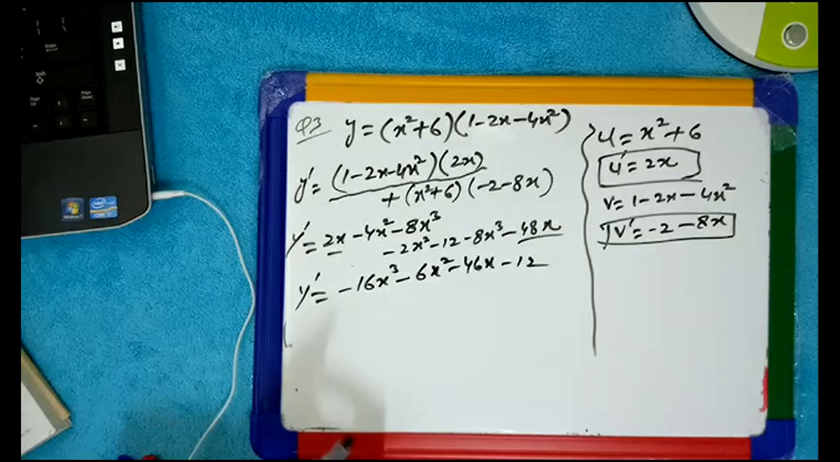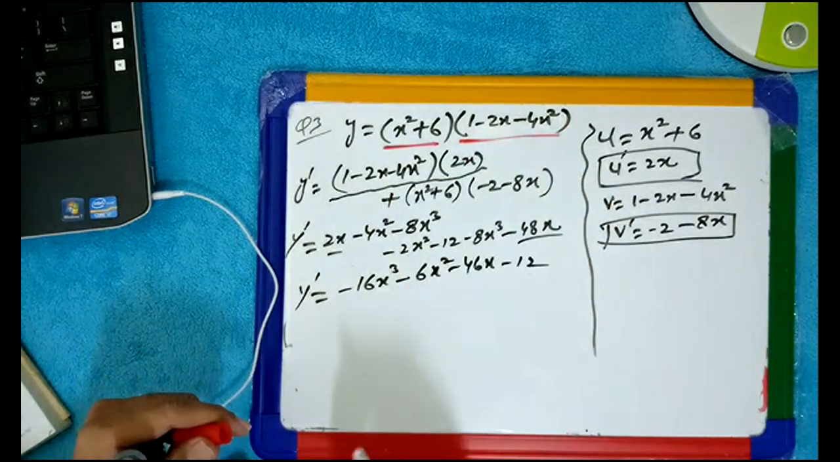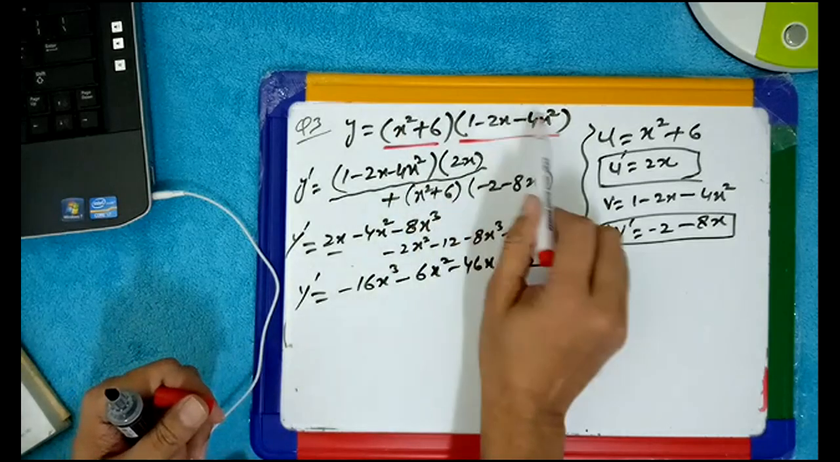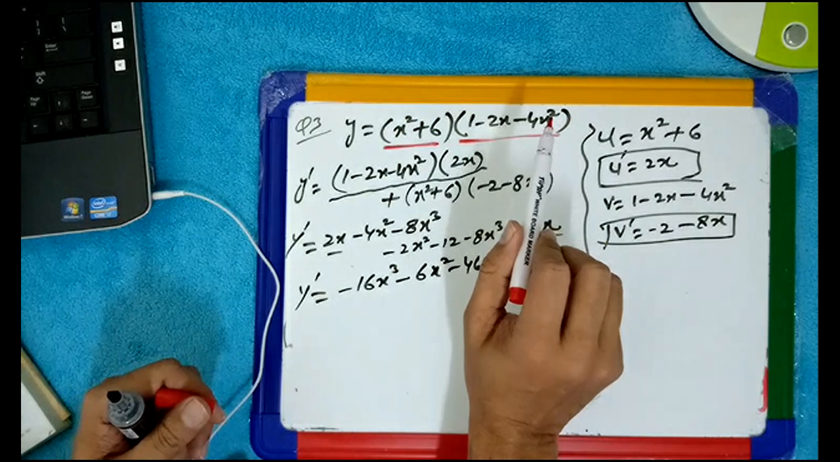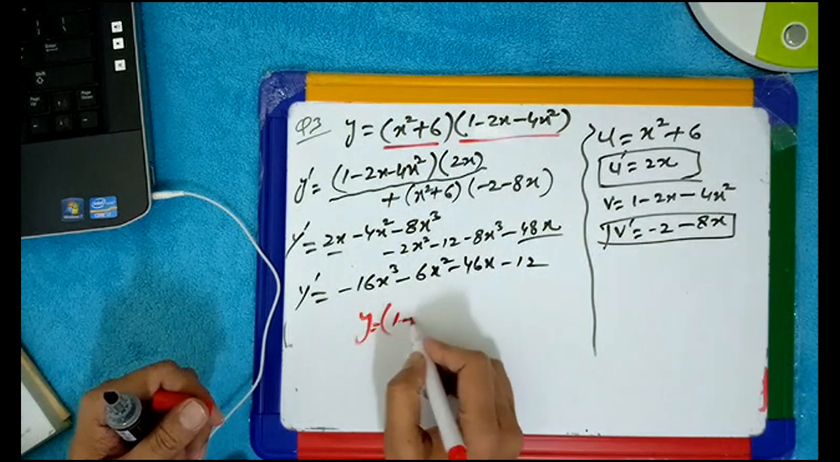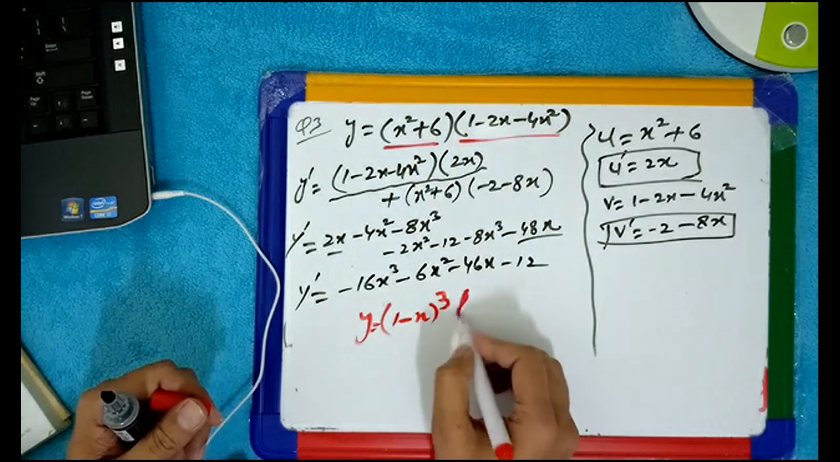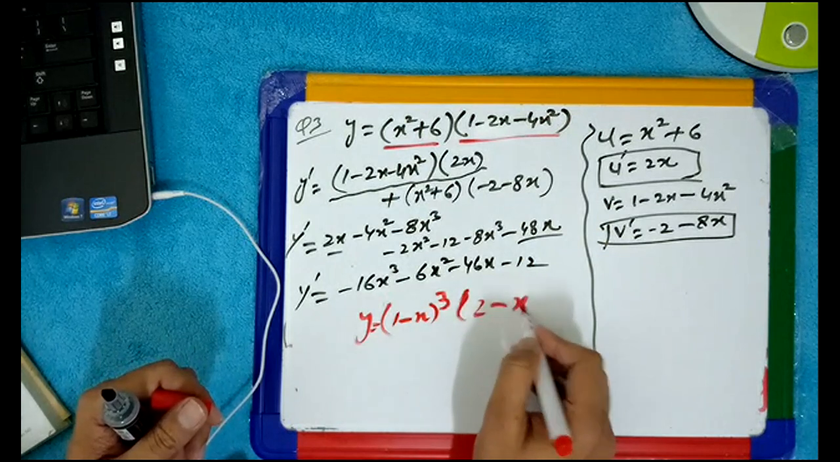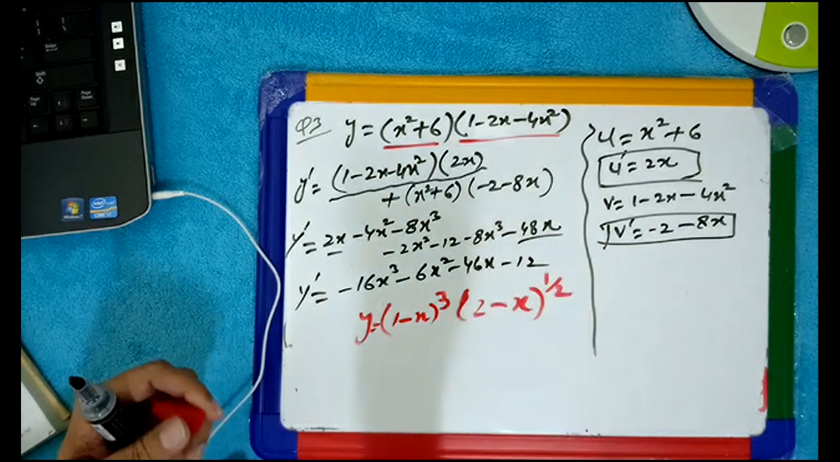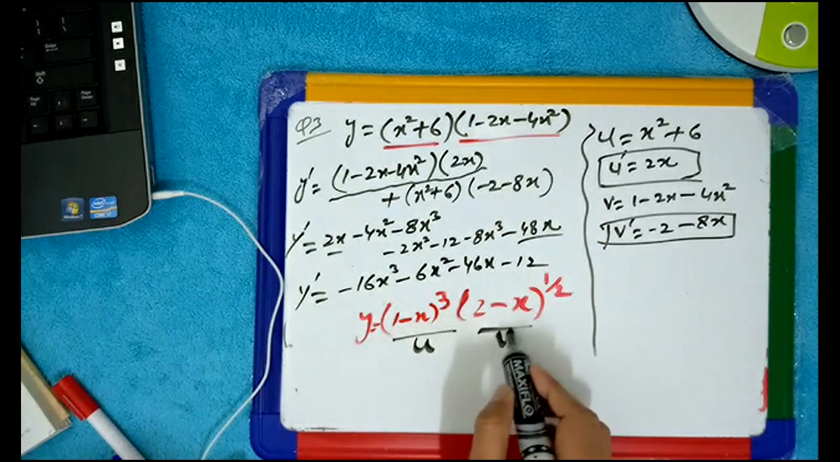When do you use the product rule? When the two brackets are given like this, this is a product, right? If you want to skip the product rule, you have to expand first. But if a question is like y equals 1 minus x to the power 3 and the other is 2 minus x to the power half, you cannot expand because of the power half. So in this case you use the product rule. These are the two functions.